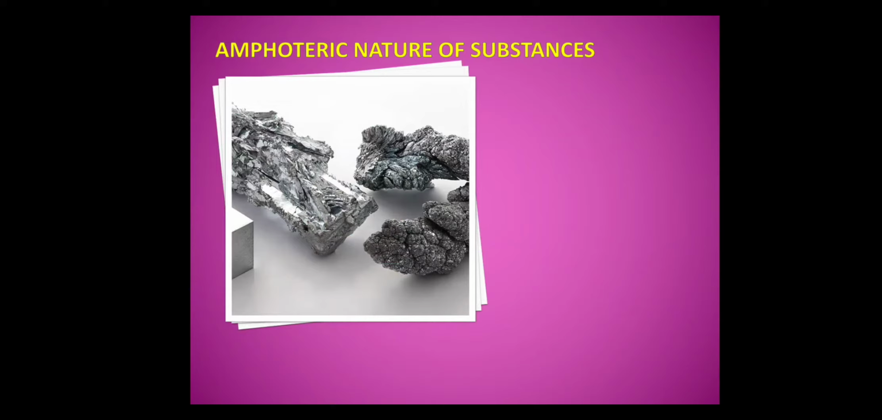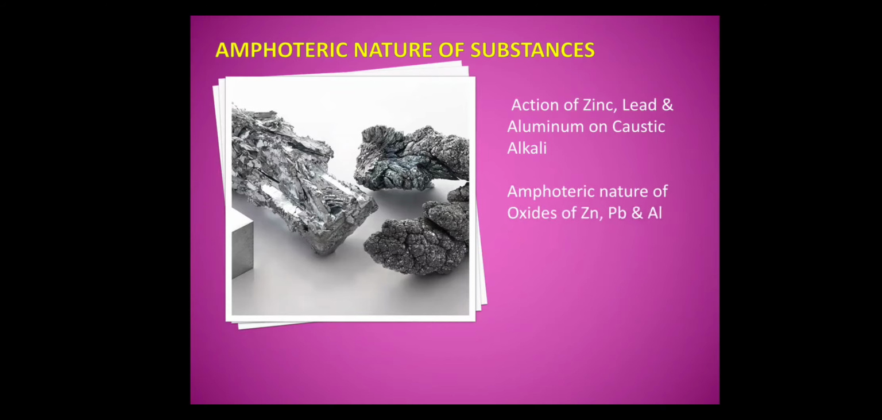In today's video, we will see the amphoteric nature of substances. In that, we shall cover action of zinc, lead and aluminium on caustic alkali. What is caustic alkali? That is sodium hydroxide or potassium hydroxide. They are referred to as caustic alkali. Then we will see the amphoteric nature of oxides of zinc, lead and aluminium. After which we will see the amphoteric nature of the hydroxides of zinc, lead and aluminium.